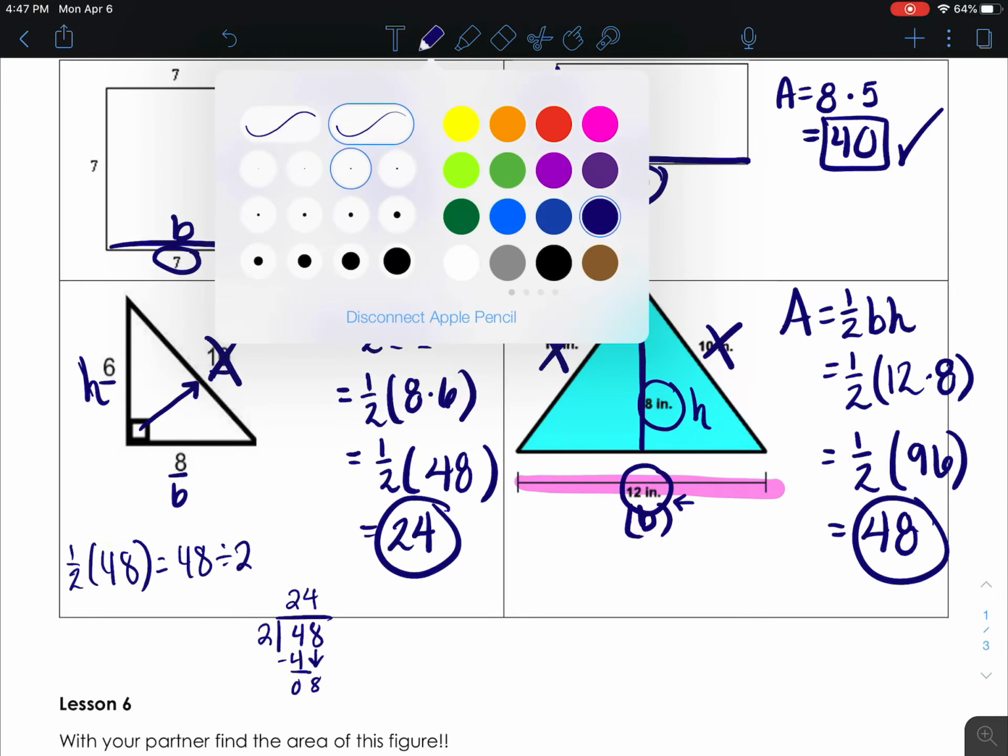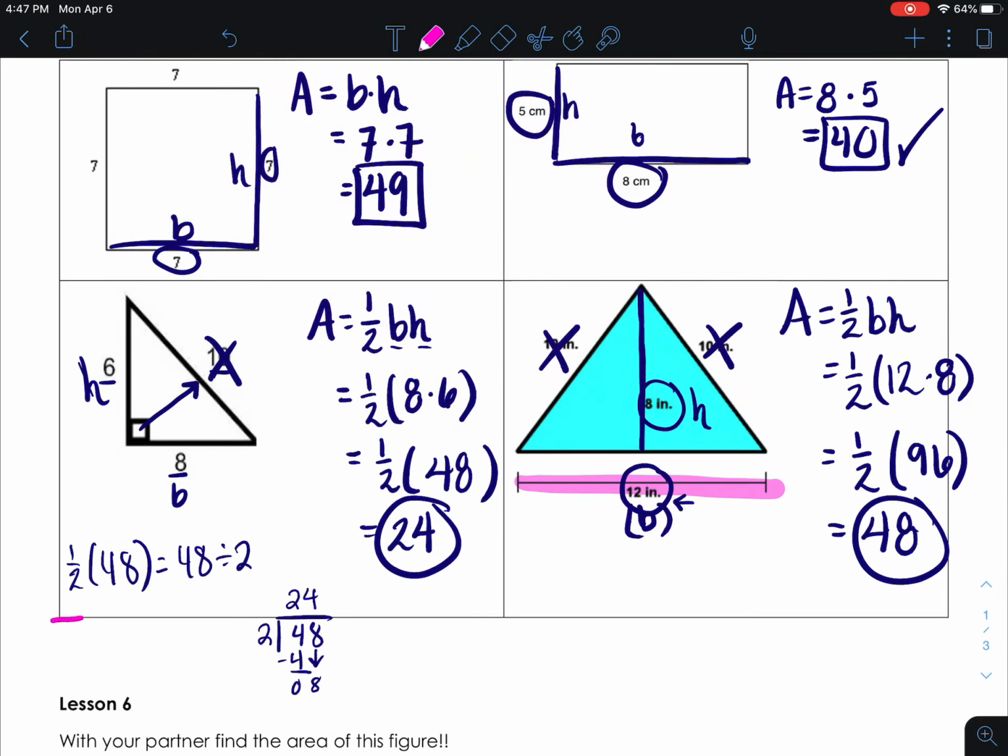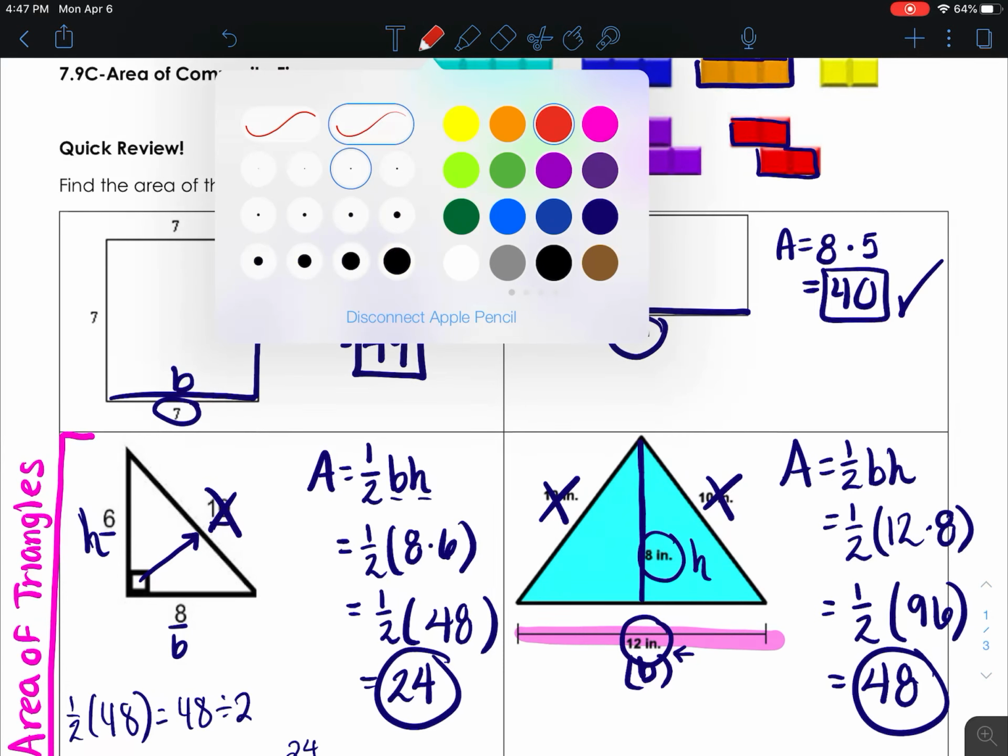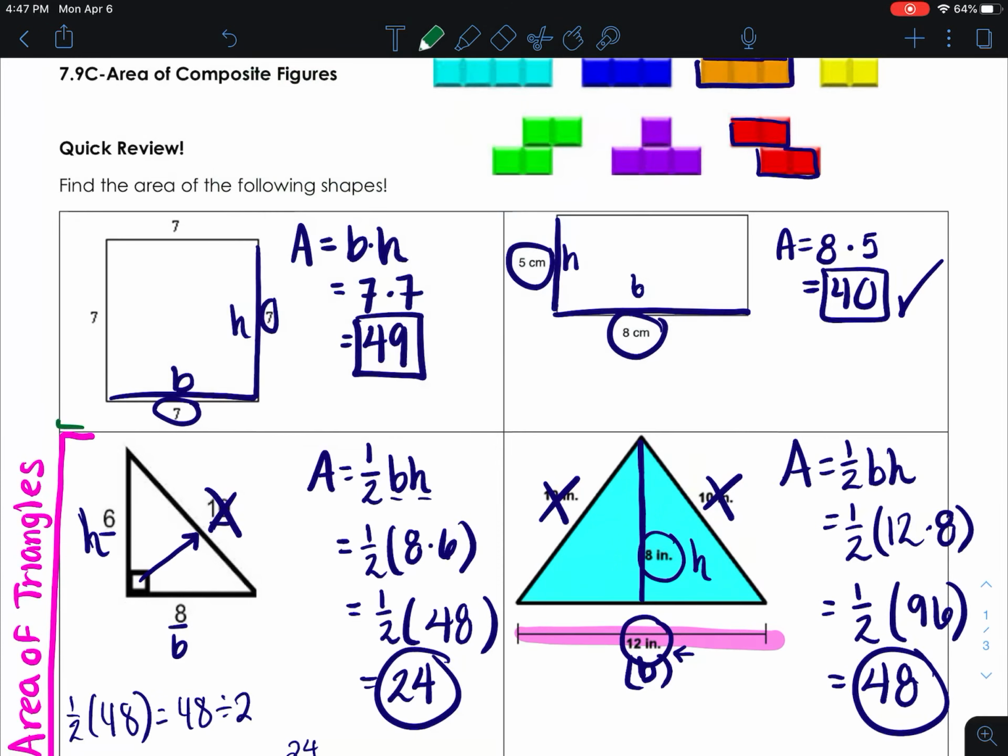So this right here, let me use a different color. Everything here was finding area of triangles. And the top two examples, let's use green, these two were the area of squares and rectangles.